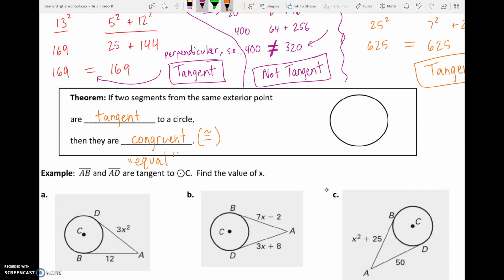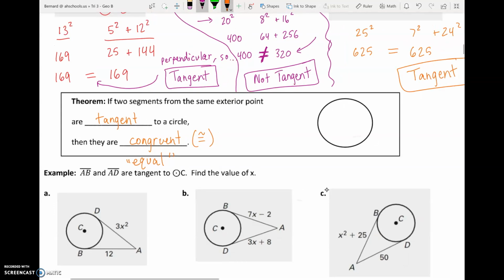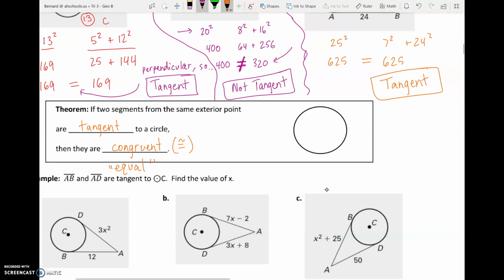And so here's what this picture means. If two segments from the same exterior point, exterior means on the outside, so I'm going to put a point out here. I'm going to call it point S. And then I'm going to draw point S to be a tangent line over here. Remember, tangent just hits a circle once. And then I'm going to draw another point S to be a tangent line on the other side of the circle. And we're going to call those new points R and T.